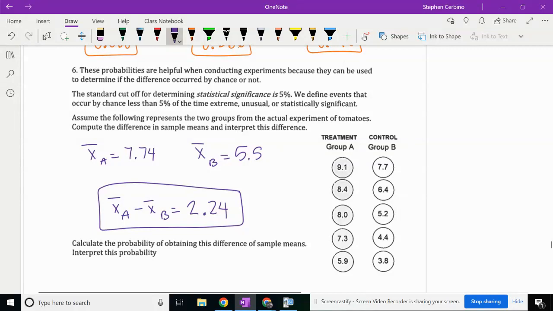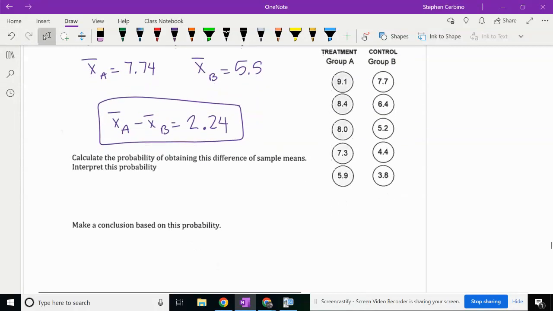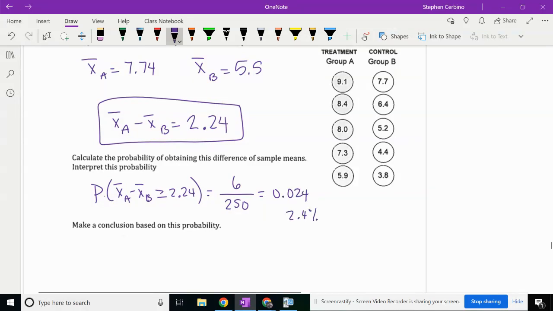So what we have to do is calculate a probability, the probability that the difference of sample means is greater than or equal to 2.24. So what's the chance of us getting this difference or more of a difference? If I go back to my dots again, there's only 6 dots that are approximately at 2.24 or more out of 250 dots. So we get approximately 0.024, which is about a 2.4% chance of happening.